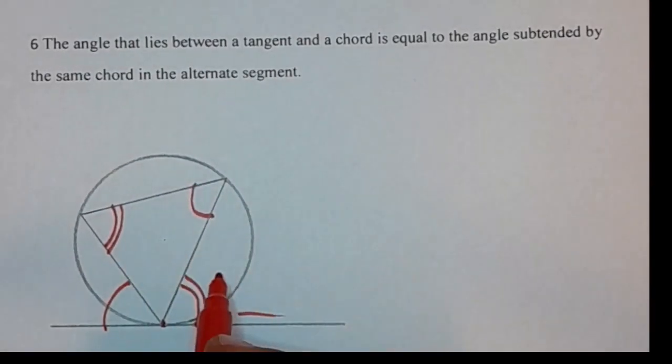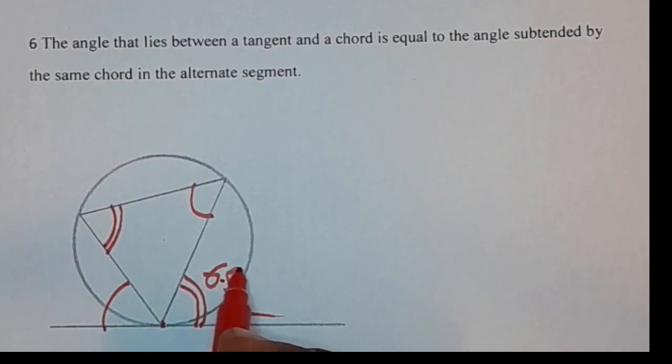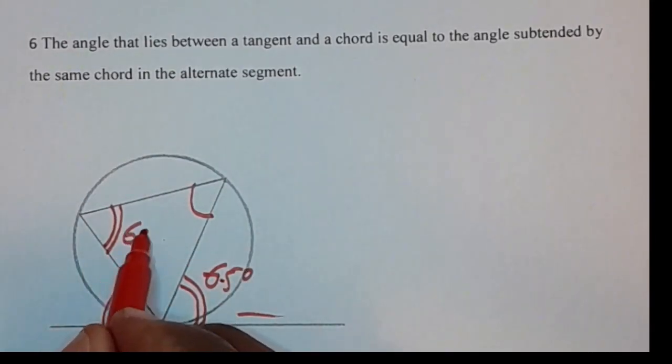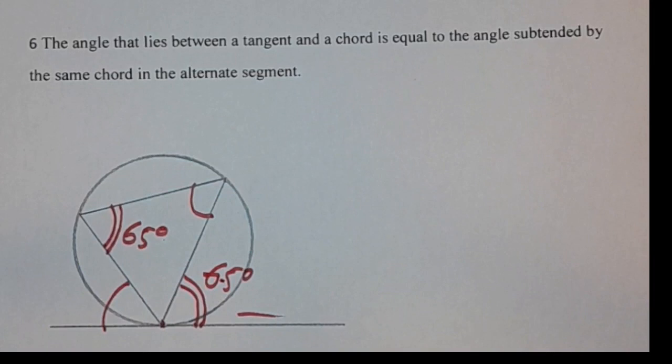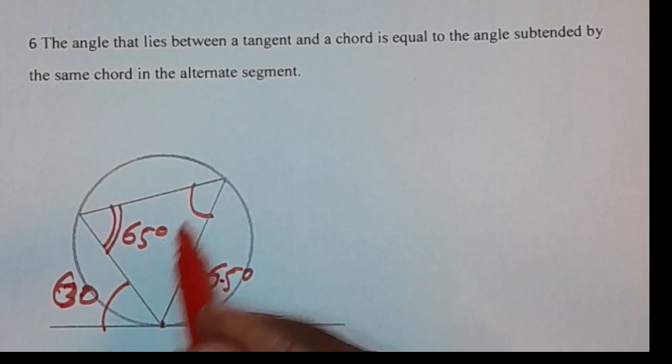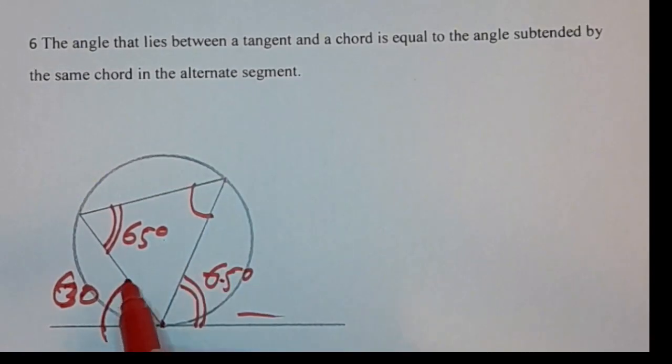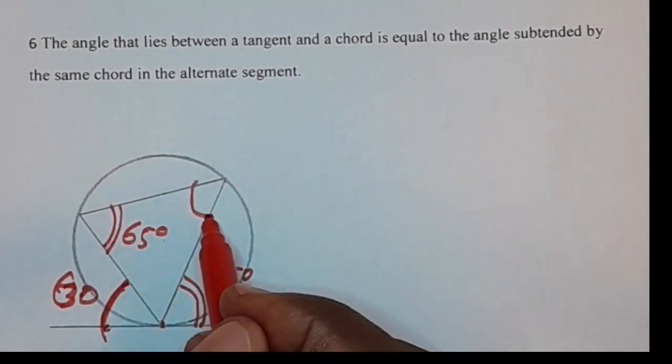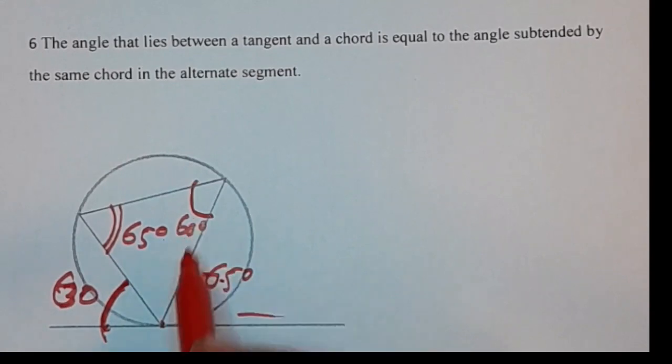So meaning if this is 65 degrees, then even this one will be 65 degrees. If this is 60 degrees, even the angle that is opposite to this, which is this one, should also be 60 degrees.